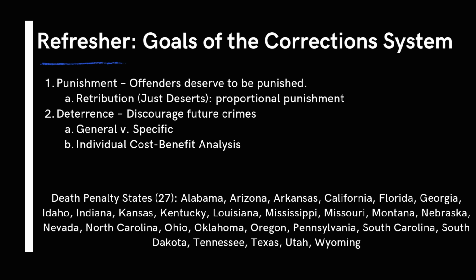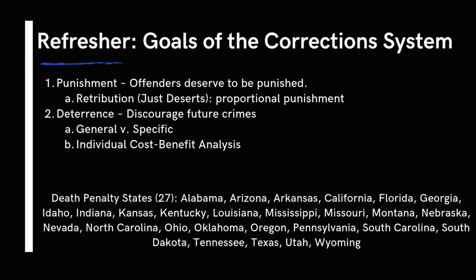I listed out the 27 death penalty states. We have Alabama, Arizona, Arkansas, California, Florida, Georgia, Idaho, Indiana, Kansas, Kentucky, Louisiana, Mississippi, Missouri, Montana, Nebraska, Nevada, North Carolina, Ohio, Oklahoma, Oregon, Pennsylvania, South Carolina, South Dakota, Tennessee, Texas, Utah, and Wyoming. You won't be responsible for being able to name all 27 death penalty states. This isn't really a memorization type of course. However, I think it's just helpful to look at to know where the death penalty still exists and where it doesn't.